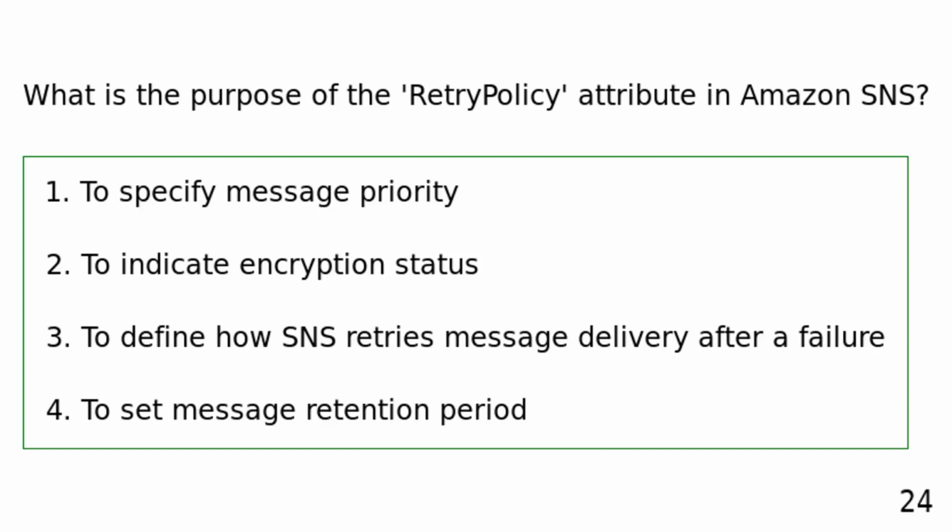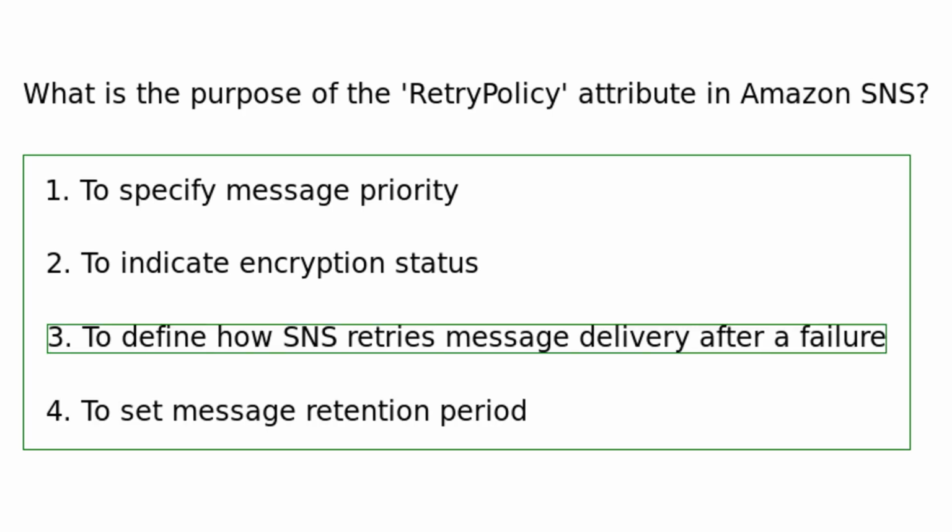What is the purpose of the retry policy attribute in Amazon SNS? To specify message priority. To indicate encryption status. To define how SNS retries message delivery after a failure. To set message retention period. The retry policy attribute in Amazon SNS defines how the service retries message delivery after a failure, including settings like maximum receive count and visibility timeout.